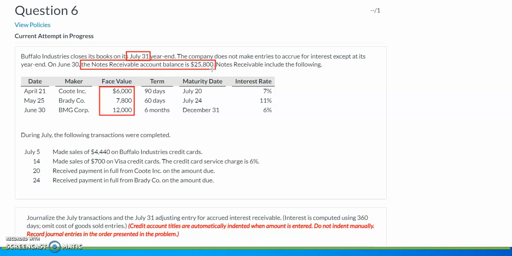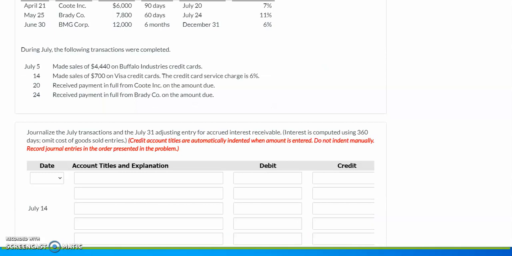So in July, we have some transactions that were completed, and the first part of our problem involves journalizing the July transactions and the July 31st adjusting entry for the accrued interest receivable. So we're going to go ahead and go through each of these journal entries, and I'm going to be scrolling down so that way you guys can see the rest of this problem.